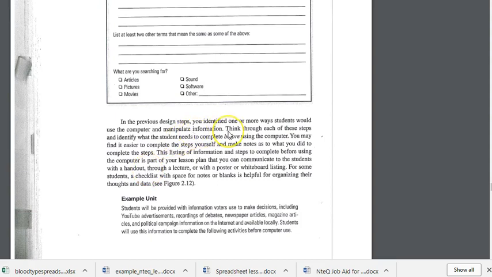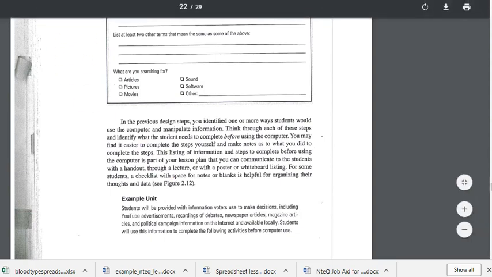And one of the things that this text suggests is that if you walk through the steps yourself, think through each step and identify what the student would need to complete before they use the computer. So you might find it easier to complete these steps yourself, make notes on what you did to complete the steps, and then list that information and those steps to complete before using the computer as part of your lesson plan, so you can communicate to the students with a handout, through a lecture, through a poster, whiteboard listing, anything else that the students need in order to be more successful.